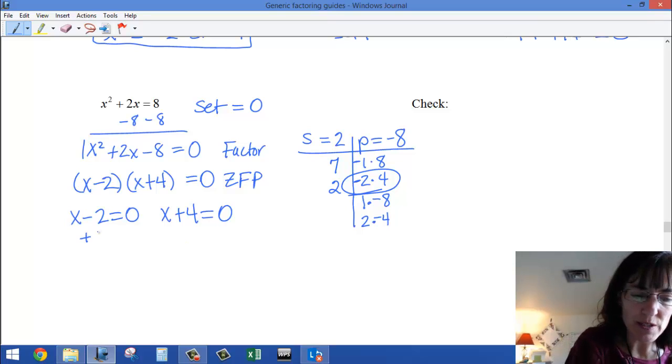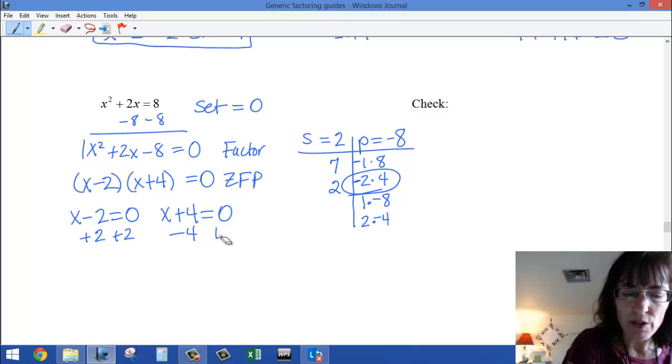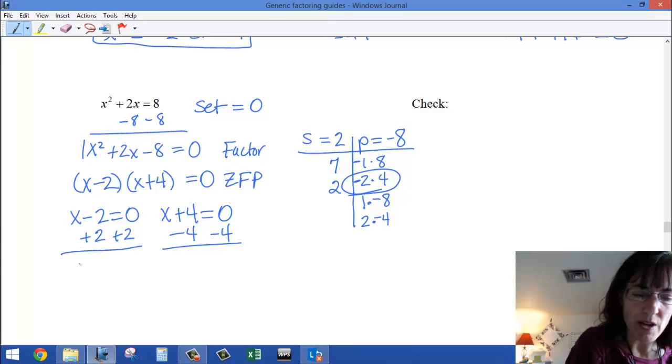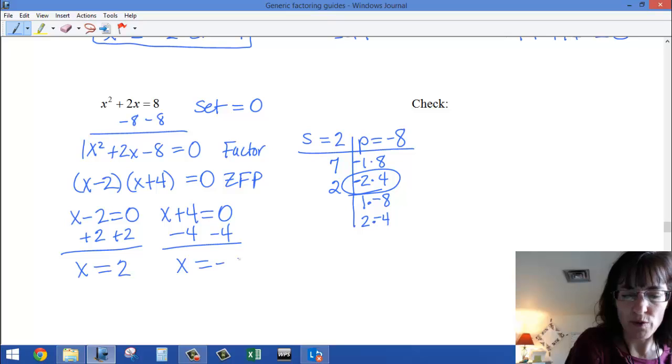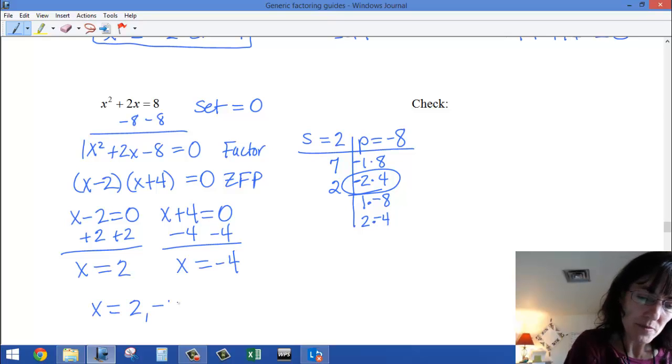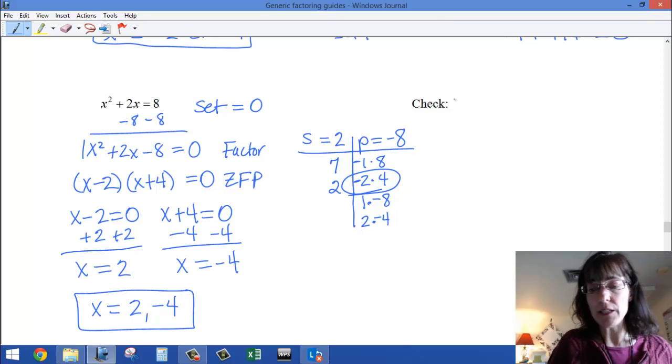So solve these little equations. Add 2 to both sides on that one, subtract 4 from both sides on the other. And so I have x equals 2, x equals -4. So I have two possibilities, 2 or -4. And then I'd like to check each one.